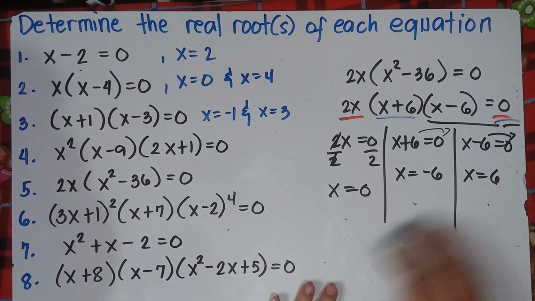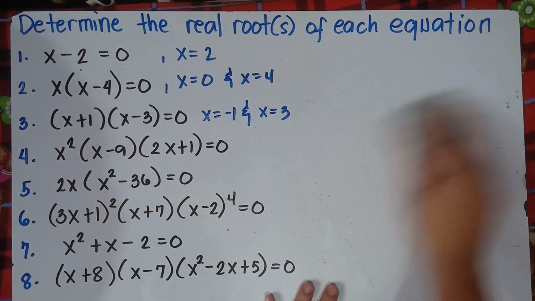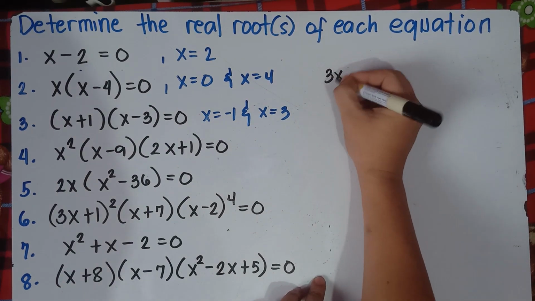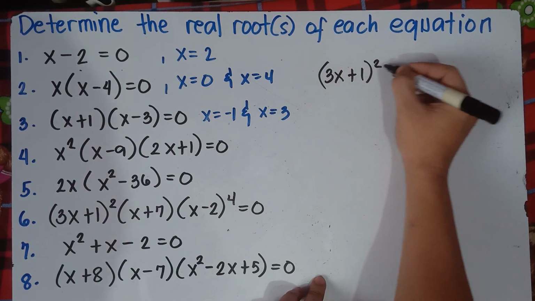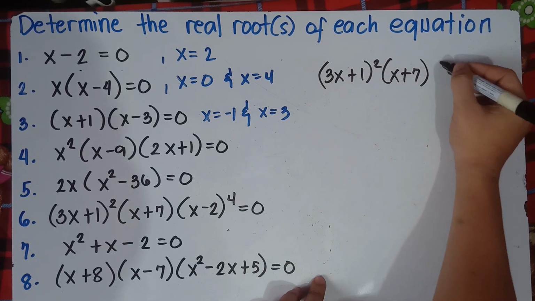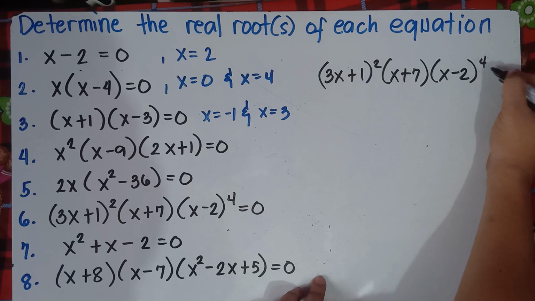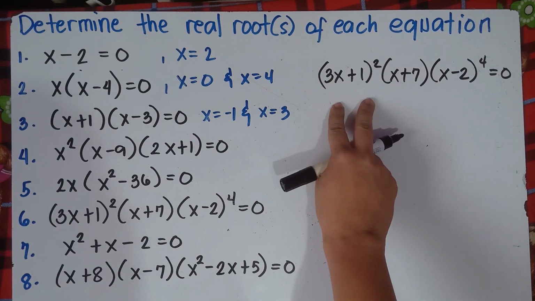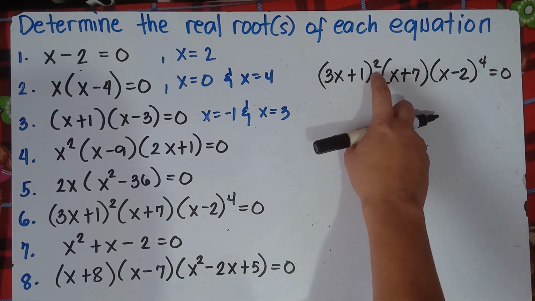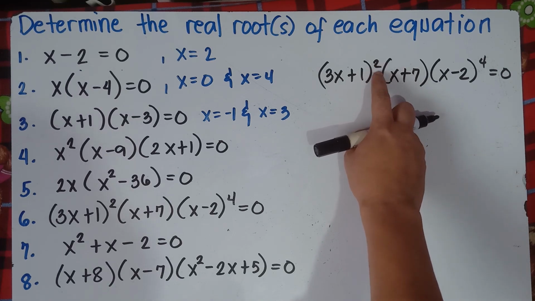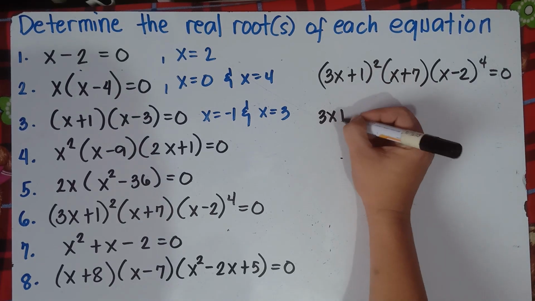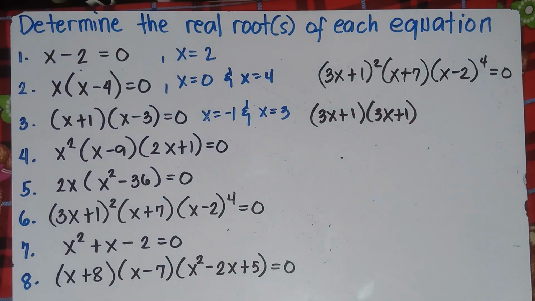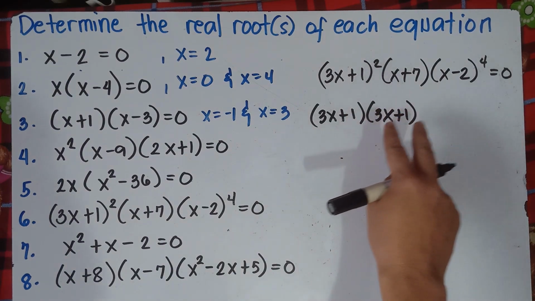Alright, so let's try number 6. So we have 3x plus 1 squared, then x plus 7, then x minus 2 raised to the power of 4 equals. This 3x plus 1, class, means that you multiply this 3x plus 1 by itself, because it says squared. It means 3x plus 1 times 3x plus 1.